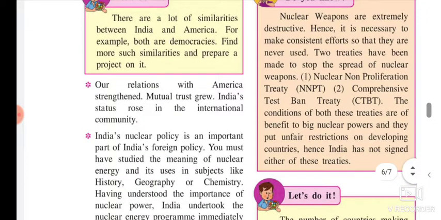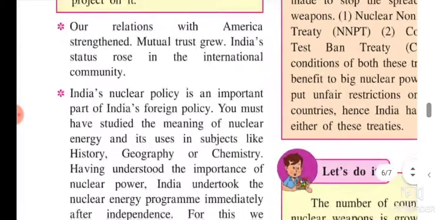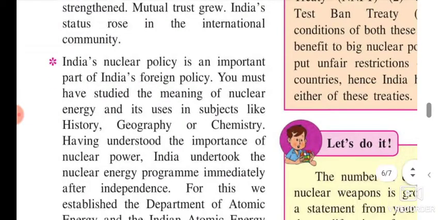Our relations with America strengthened, mutual trust grew. India's status rose in the international community. India's nuclear policy is an important part of India's foreign policy. You must have studied the meaning of nuclear energy and uses in subjects like history, geography, and chemistry.